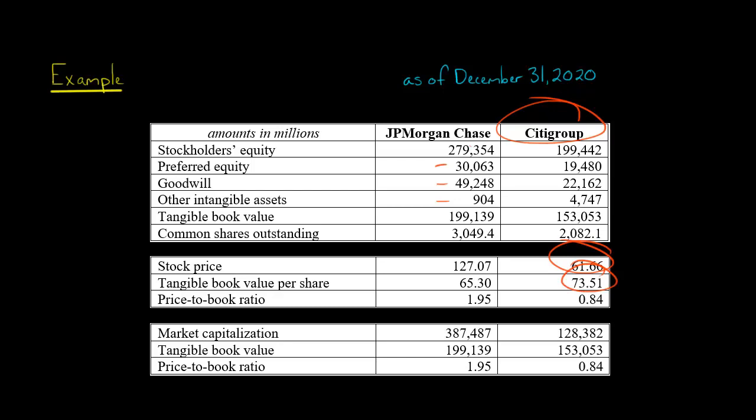Now, of course, the accounting value is not necessarily the intrinsic value of one share of Citigroup, but if you're a value investor, this is something that you look at. You look for companies that have a price-to-book ratio of less than 1.